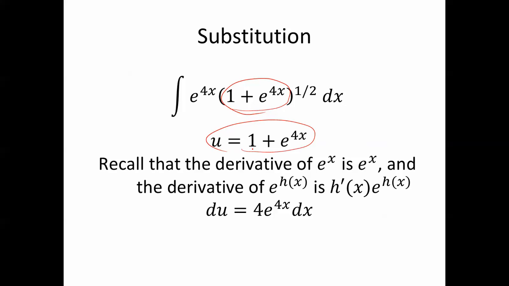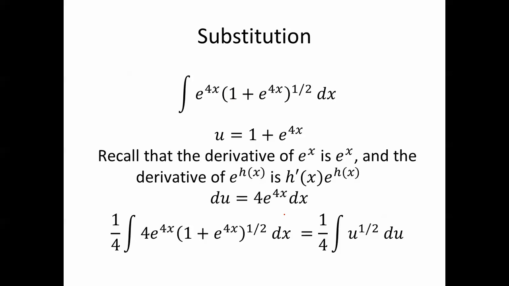Recall that the derivative of e to the x is e to the x. E to the x is its own derivative. And the derivative of e to the h of x is h prime of x times e to the h of x. In other words, it's just e to the h of x times the derivative of the exponent. So in this case, the derivative of 1 plus e to the 4x will be, well, the derivative of 1 is 0, and the derivative of e to the 4x is e to the 4x times the derivative of the exponent, namely 4. So du is 4 e to the 4x dx.